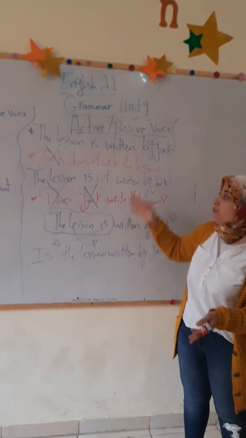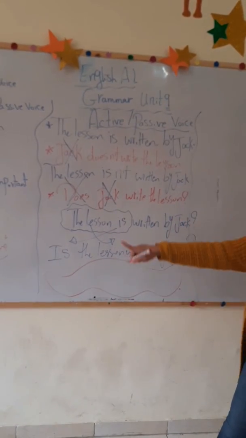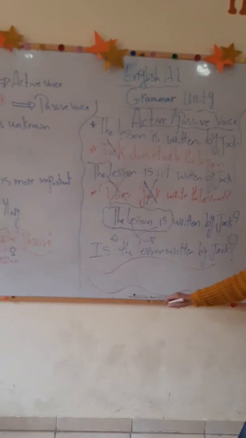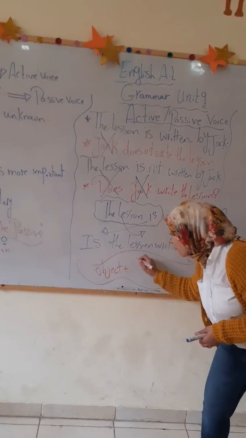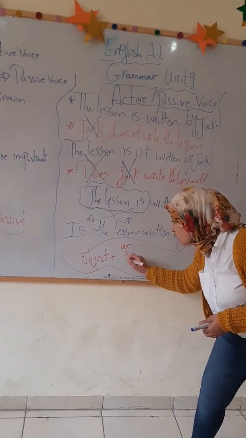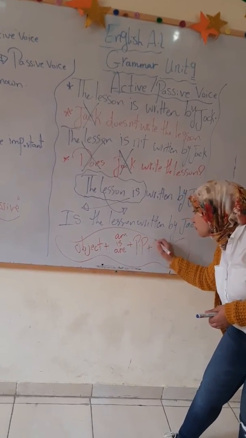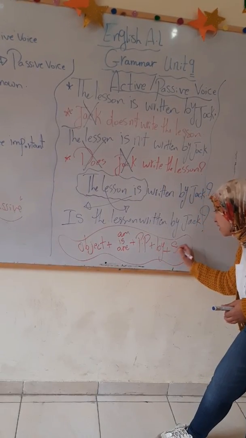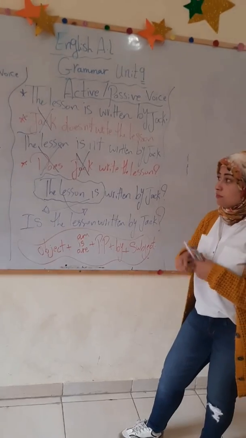Okay? So again, right here, we can write here the rules of the present simple passive. You have to start again with the object, and then you have to put am or is or are plus past participle plus by plus again the subject of the sentence. Okay?